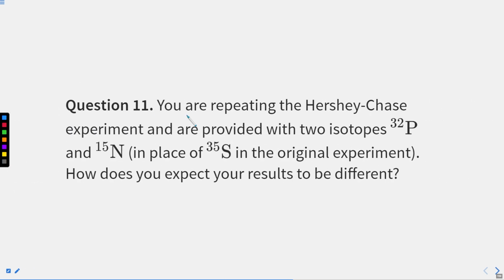Now, coming to question number 11. You are repeating the Hershey and Chase experiment. In the Hershey and Chase experiment, they used radioactive sulfur and radioactive phosphorus, and you are provided with two isotopes: phosphate and the heavy isotope of nitrogen. So you are using the heavy isotope of nitrogen instead of the sulfur. Now, how do you expect your results to differ?